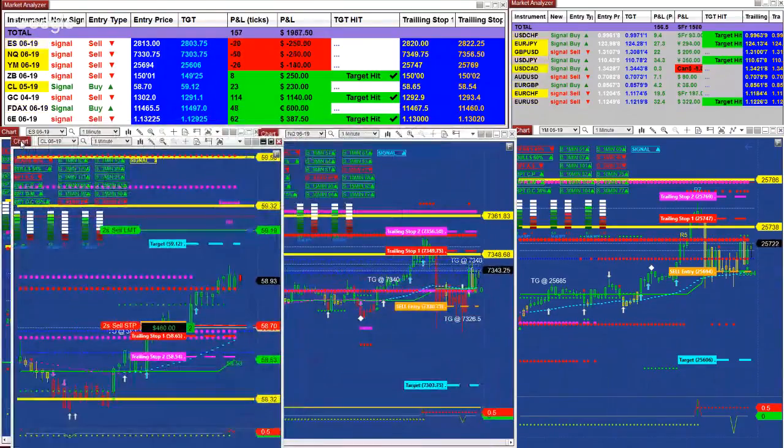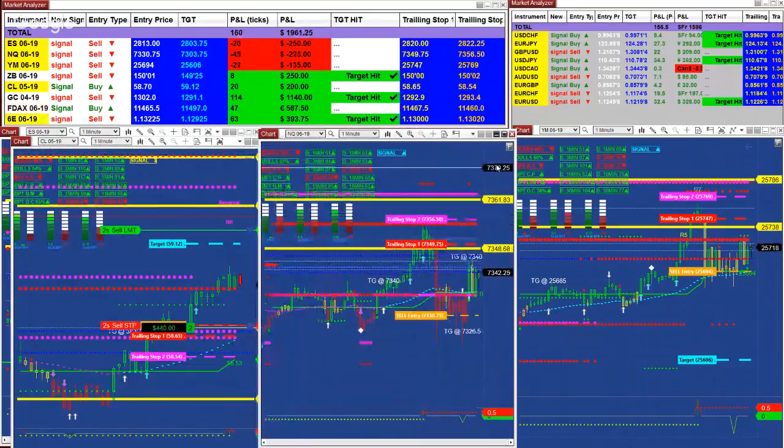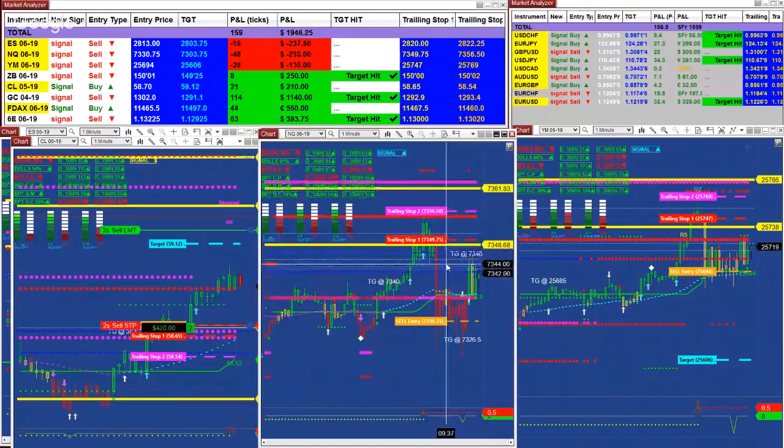Right now, because of the FOMC, if we notice on this Nasdaq here, we have a bunch of resistance followed by the trailing stop one and trailing stop two. It's going to take a lot of buying power to cross and break all those areas here.